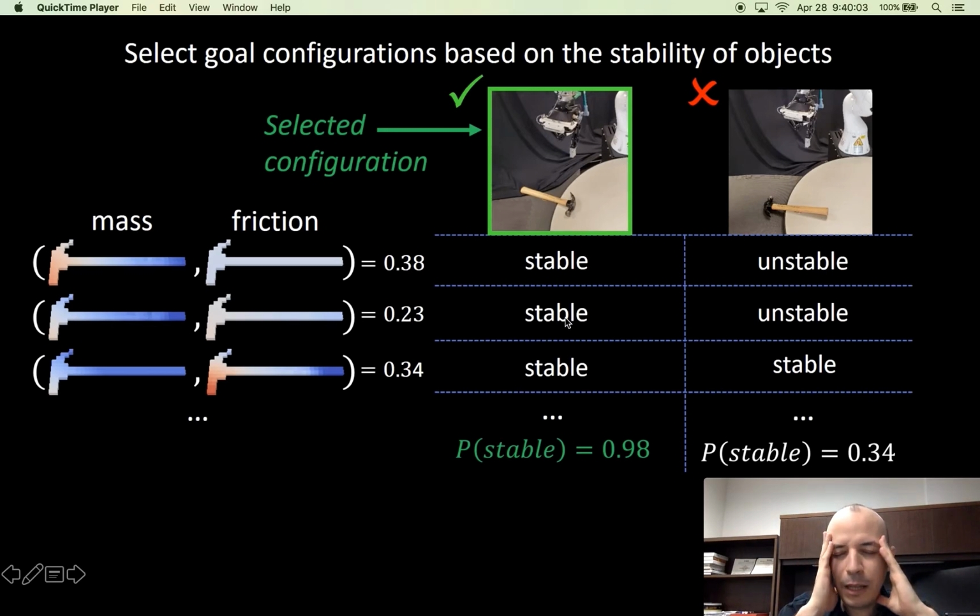So the bottom line is that you don't really care about the mass distribution and friction distribution as long as you are confident that this hammer is going to remain stable when you put it on the edge, as long as you have a very high probability of that.